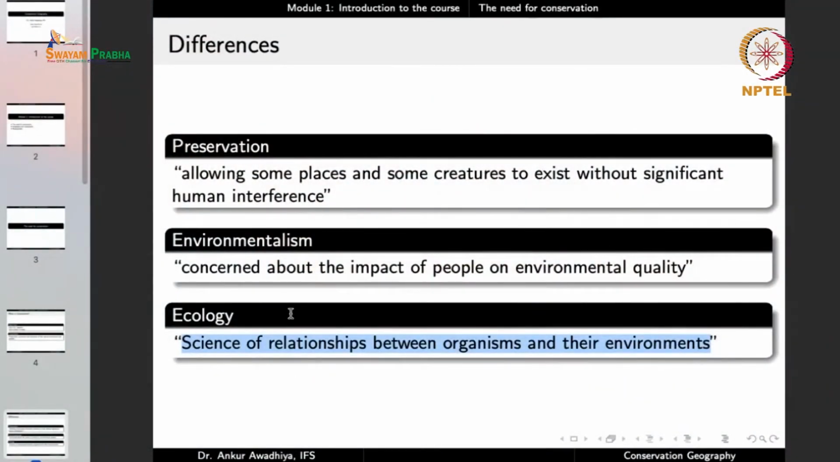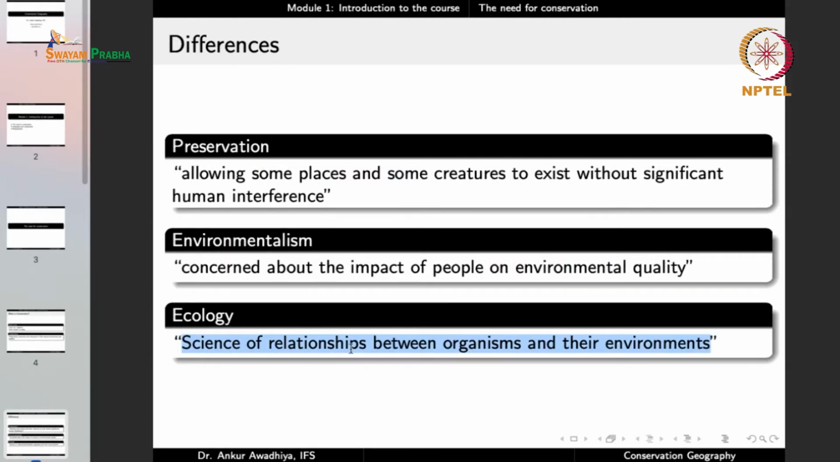If you want to conserve wildlife, you need to know what they require, the kinds of food that they need, the kinds of shelter that they need, the kinds of resources that they need, the threats that they are facing, the predators that they have to deal with, the diseases that they have to deal with, and all of these come under the topic of ecology, because ecology is the science of relationships between organisms and their environment.